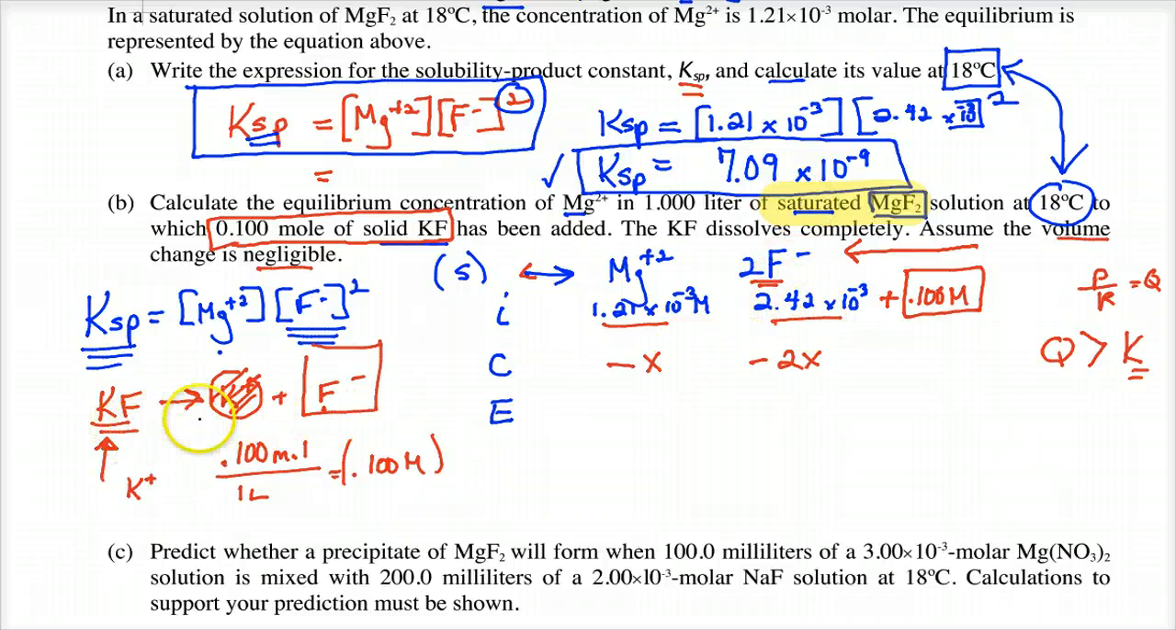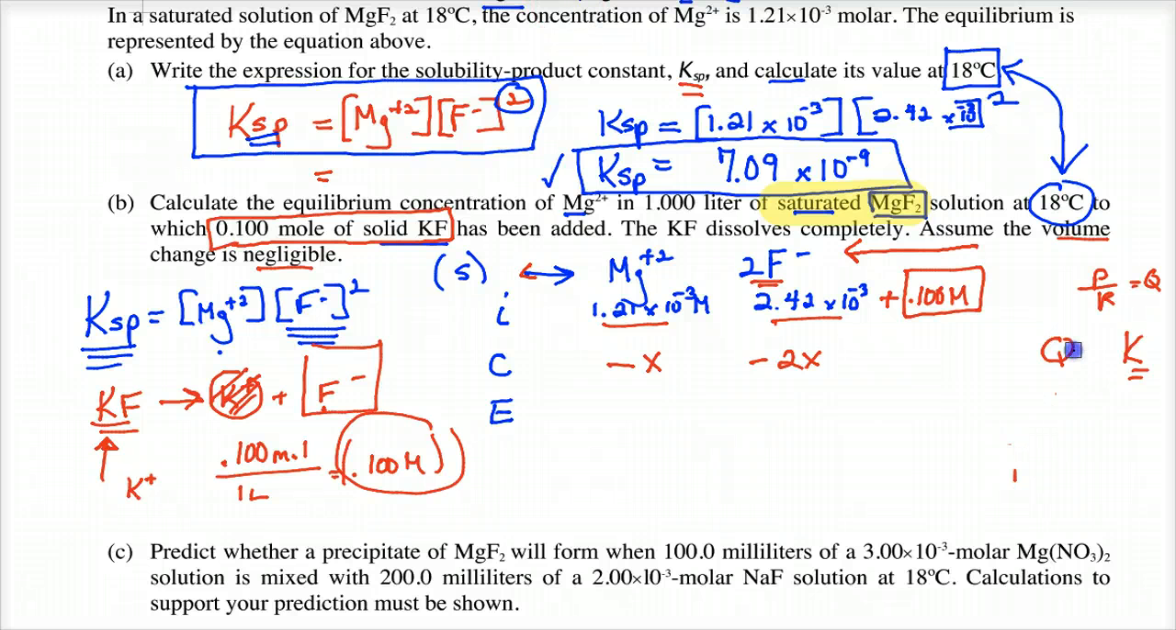By adding KF, we are really increasing the F negative by that much. So that's its initial concentration. Now, we know this reaction is going to go in reverse because Q is now larger than K. And as we talked about, reactions always go toward K, I said it again, K eq. So the reaction is going to go back.